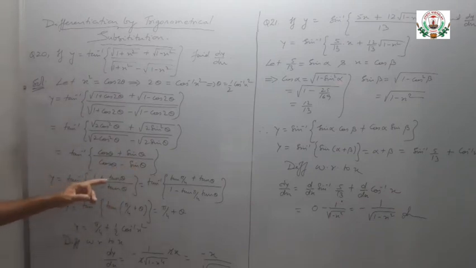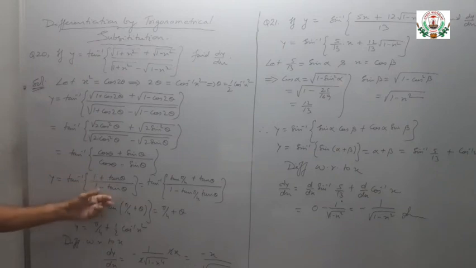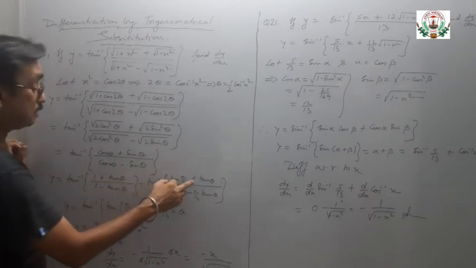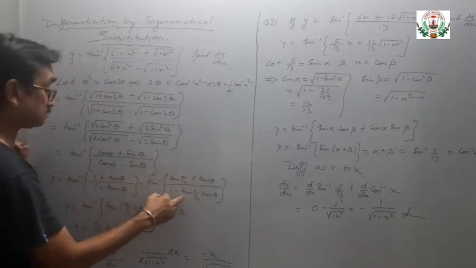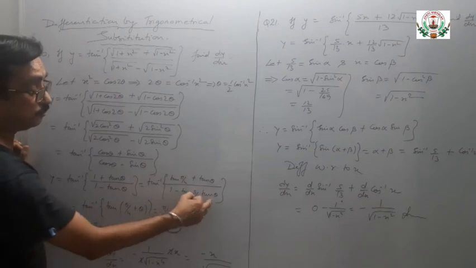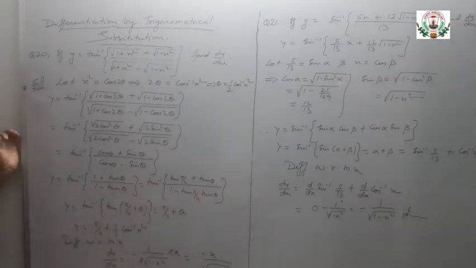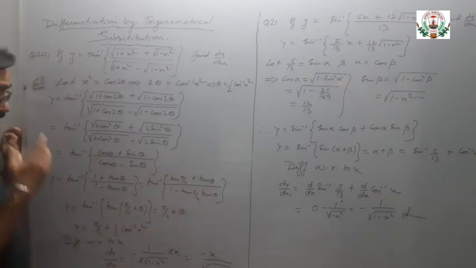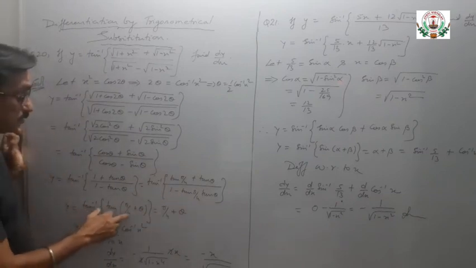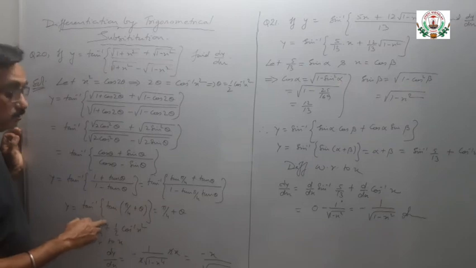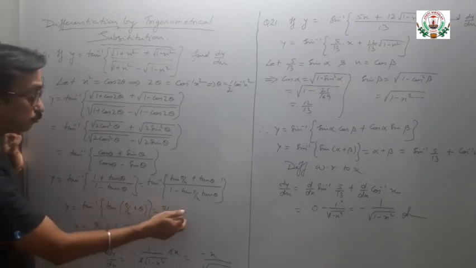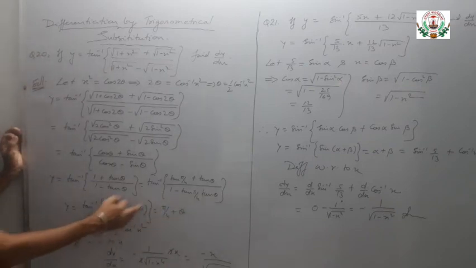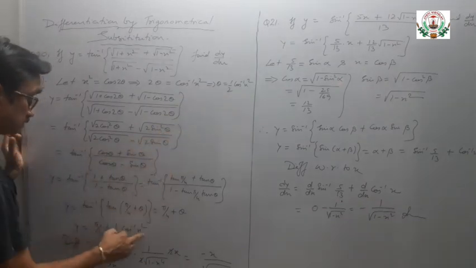This tan inverse of (1 plus tan theta) upon (1 minus tan theta) can be written in the form of tan (a plus b) by putting 1 equals tan pi by 4, so tan pi by 4 plus tan theta, and 1 minus tan pi by 4 into tan theta. So the formula of tan (a plus b) is tan a plus tan b upon 1 minus tan a tan b. So tan inverse of tan (a plus b), by the self-adjusting property, the angle will be pi by 4 plus theta. So pi by 4 plus theta, and theta is 1 by 2 of cos inverse of x square.